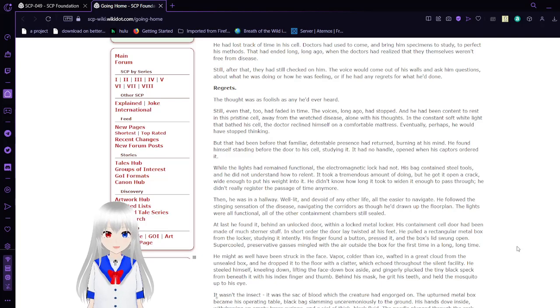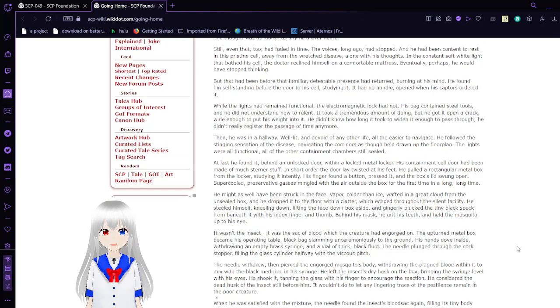Still, after that, they had still checked on him. The voice would come out of his walls and ask him questions about what he was doing or how he was feeling, or if he had any regrets for what he'd done. Regrets. The thought was as foolish as any he'd ever heard. Still, even that, too, had faded in time. The voices long ago had stopped, and he had been content to rest in his pristine cell, away from the wretched disease, alone with his thoughts, in the constant soft white light that bathed his cell.